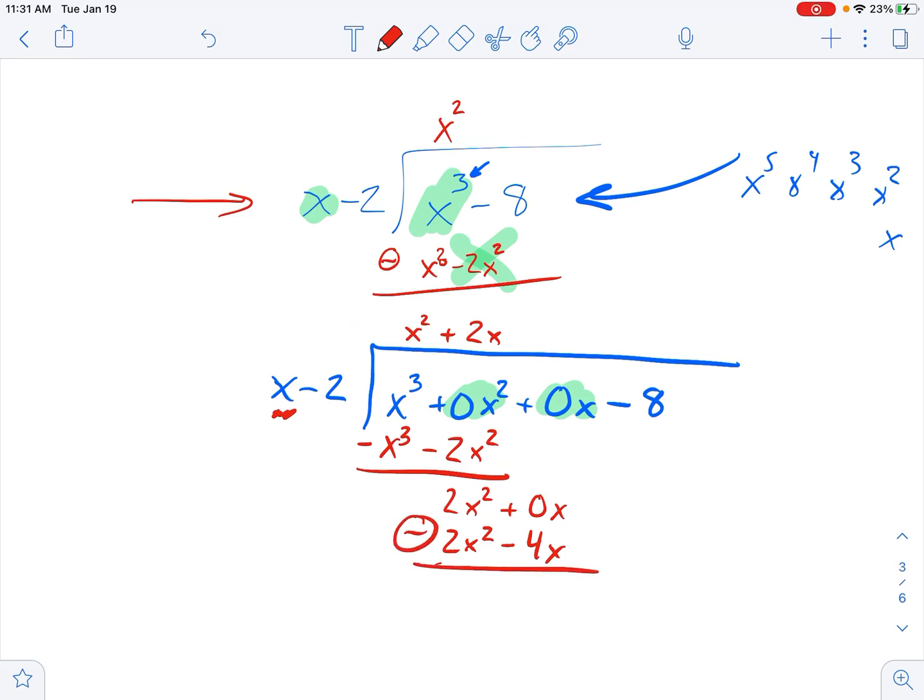Now I'm going to subtract. I want to make sure I do 0x minus a negative 4x properly. Okay, that'll give me a 4x. Now I'm bringing down this 8. Okay, x goes into 4x just 4 times. 4x minus 8. Nice, that works. I get a remainder of 0.